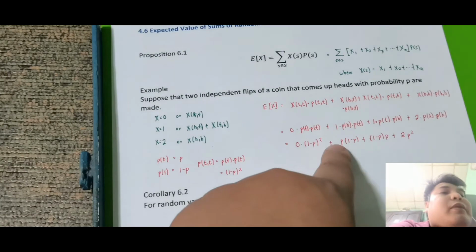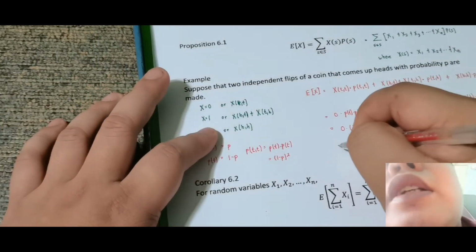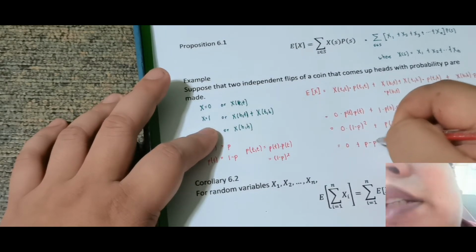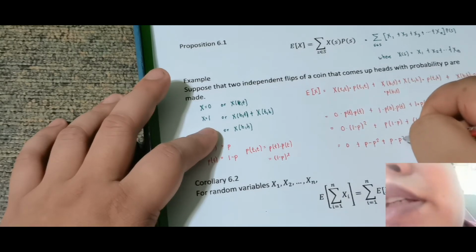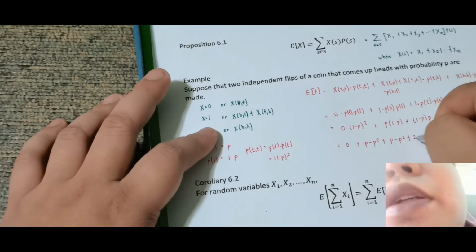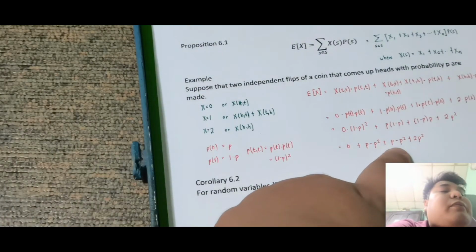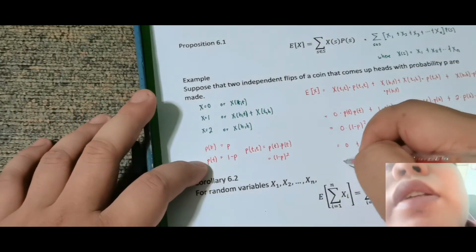Okay, then let's simplify. So ito ay magiging 0 na lang plus p minus p squared plus p minus p squared ulit plus 2p squared. So obviously negative p squared minus p squared is negative 2p squared, plus 2p squared is cancelled. So therefore this is just equal sa 2p.